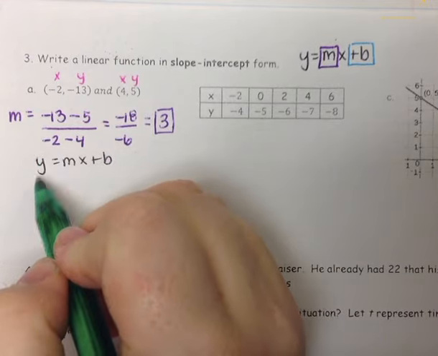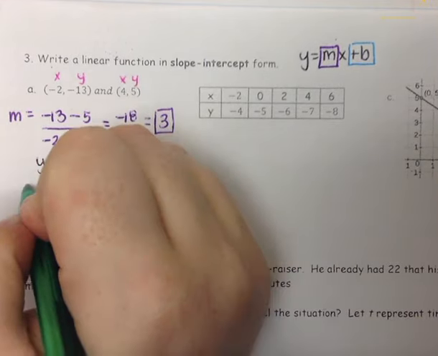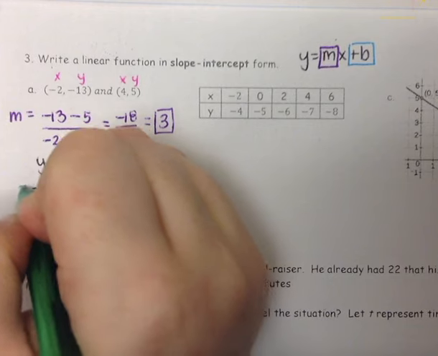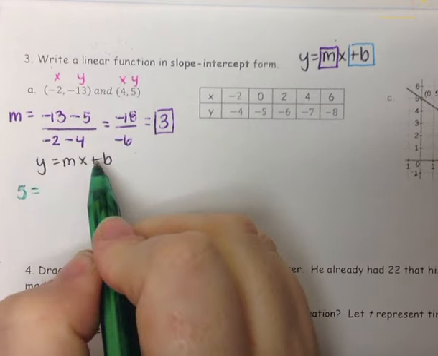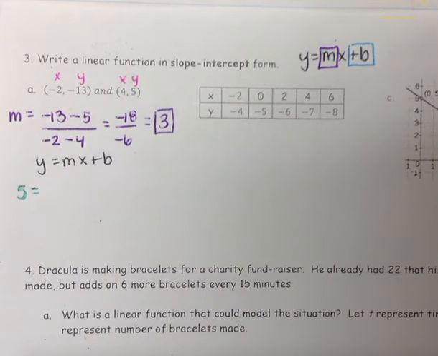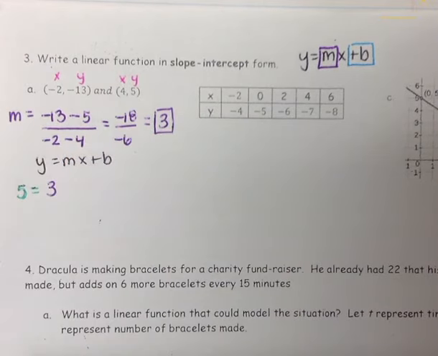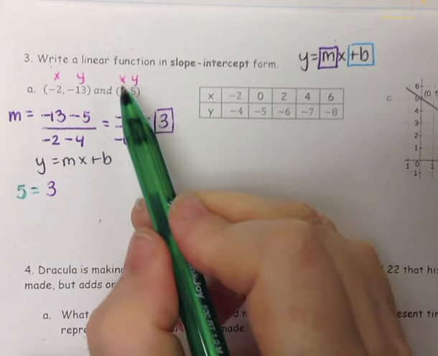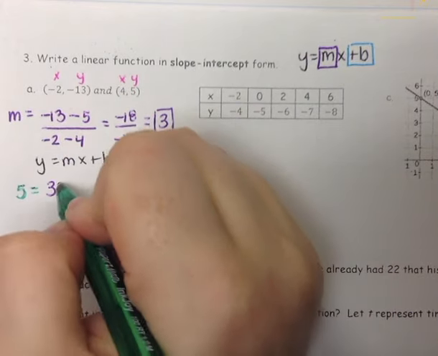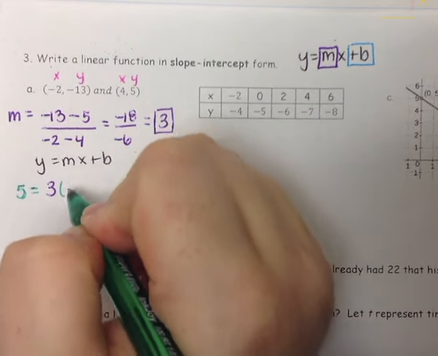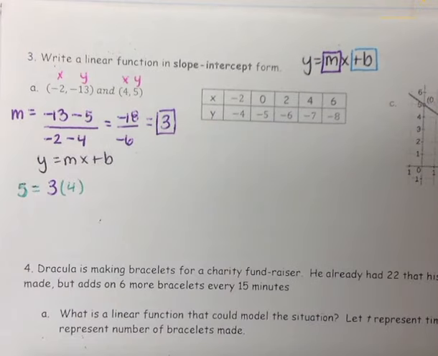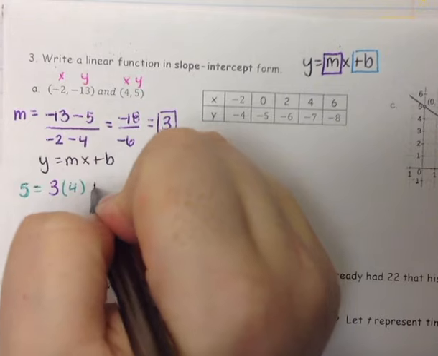So my y value, I'm going to plug in 5 equals. I'm just plugging it into this equation. The m that we just found is 3. Then I'm going to plug in the 4 for the x. So I'm going to multiply that because it's m times x. That's 4. But then we have plus b. We don't know what the b is, so I'm going to keep that as plus b.